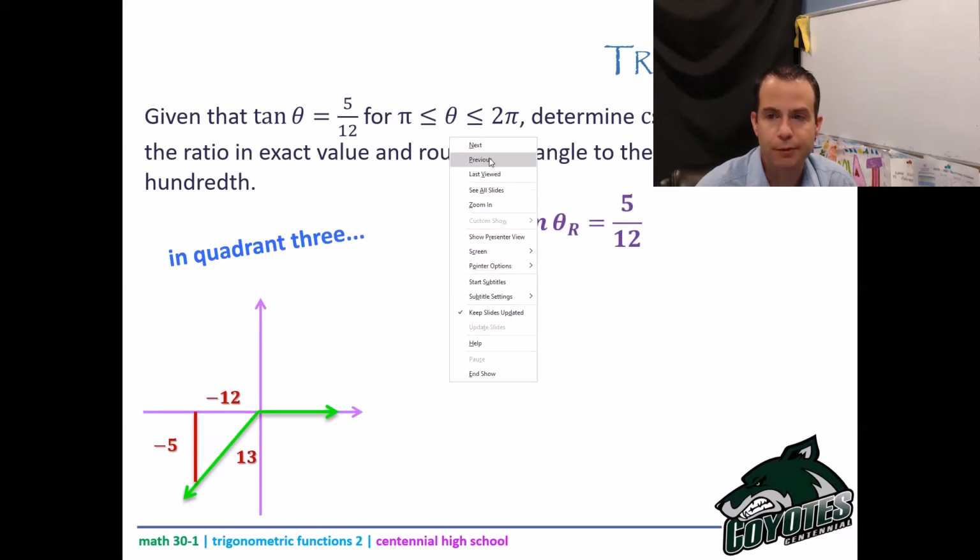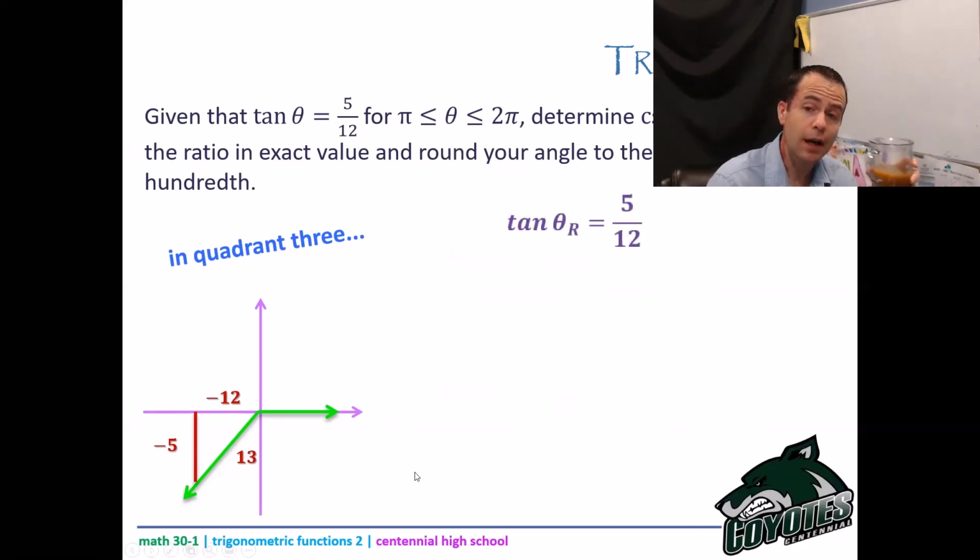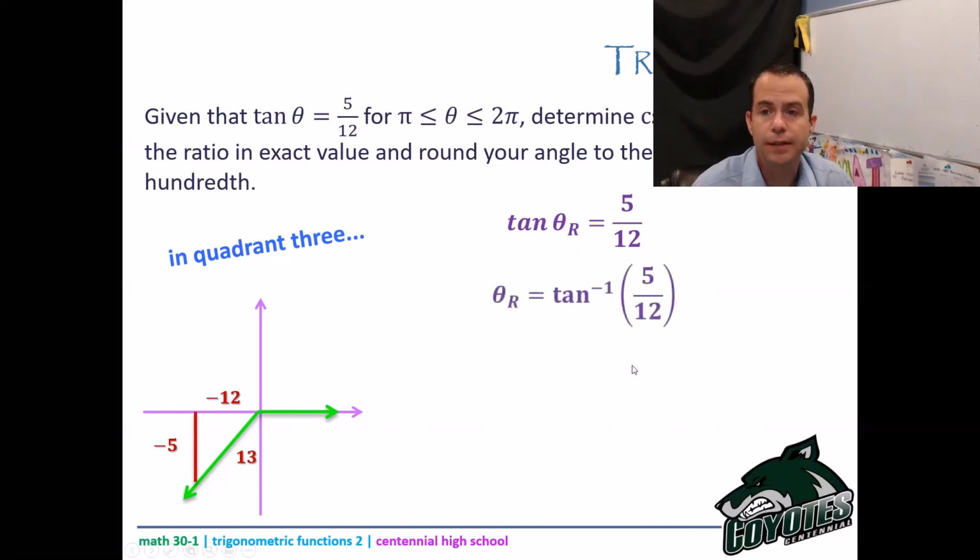So -13/5 for cosecant theta. Is that okay? Okay, now I'm going to get the reference angle. So tan of theta's reference angle is 5/12, so I'm going to arctan it. Theta's reference angle is the arctan of 5/12.